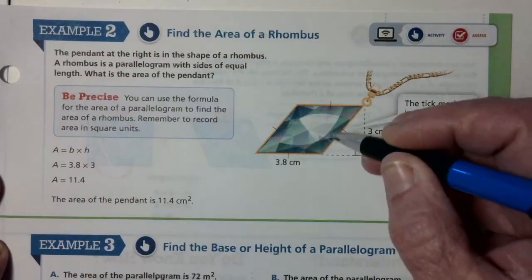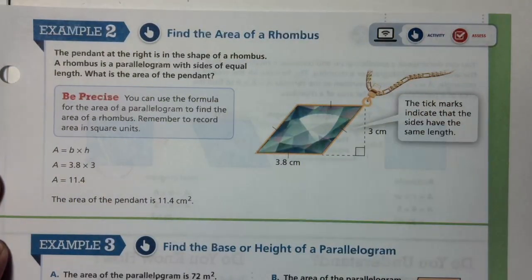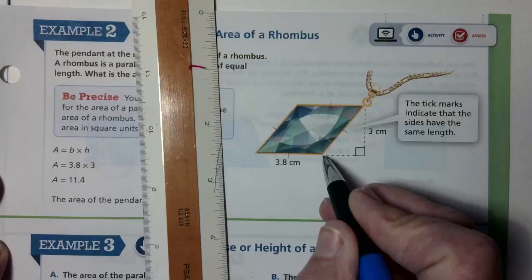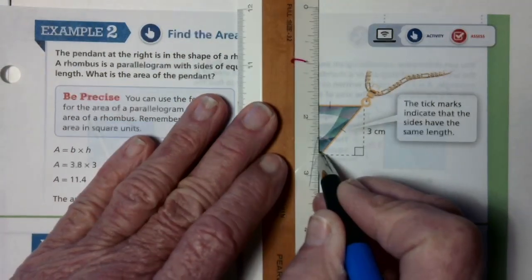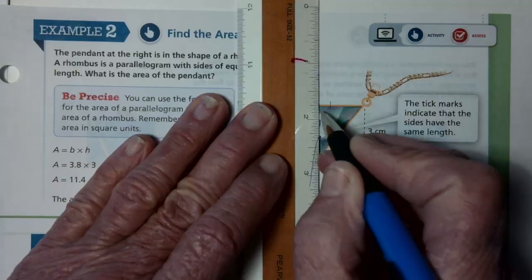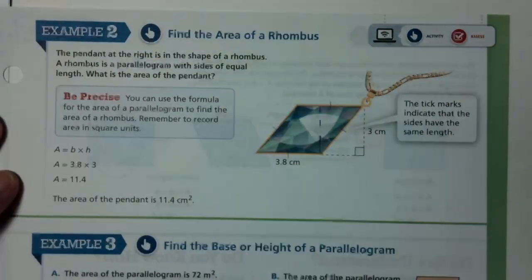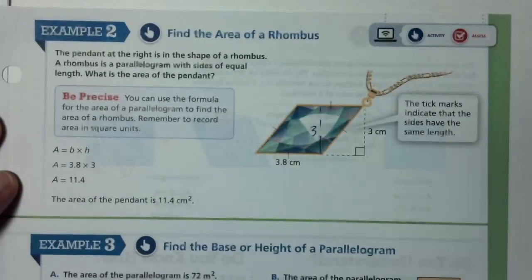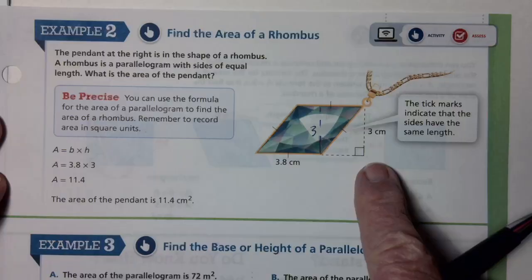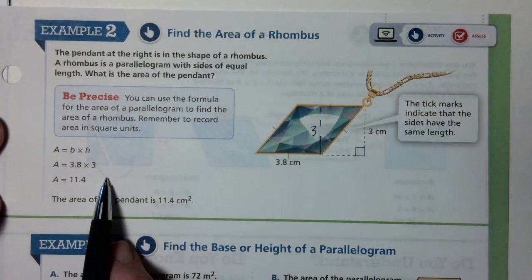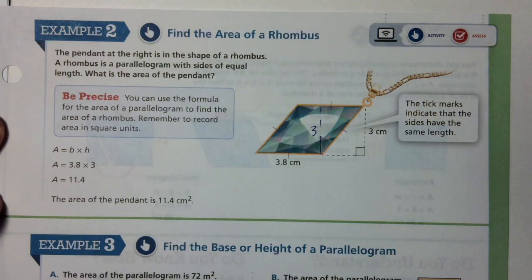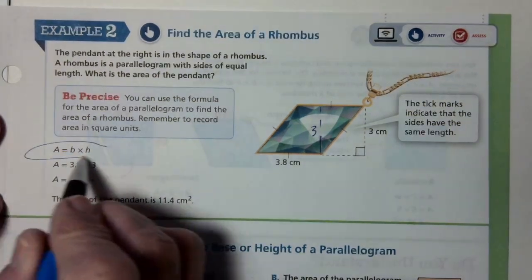Or we could even do it inside here. Let me do this right here. We could go straight up from this corner, and we could have this dotted line inside the rhombus. Again, that would be 3. It can be put in here or out here, either one. So we're going to multiply the 3.8 times the 3 and get 11.4. Again, it's base times height.